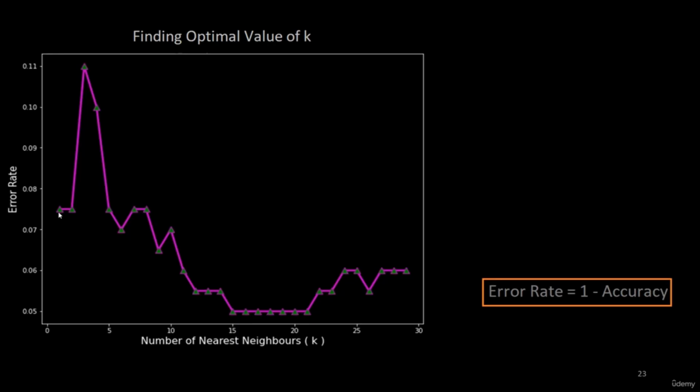Okay, we are starting from here. Here K is equal to 1. That is, if we select nearest neighbor equal to 1, that is only one nearest neighbor, that is K equal to 1. When K is equal to 1, this is the value of error rate, which is between 0.07 and 0.08. When K is equal to 2, the error rate is still the same. Then K is equal to 3, 4, 5, 6, 7, 8, and we move on.